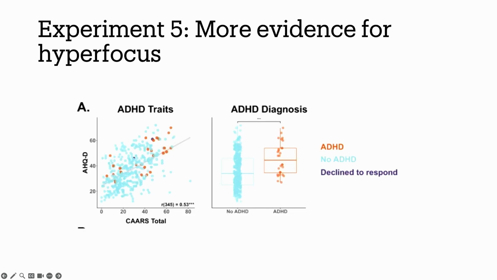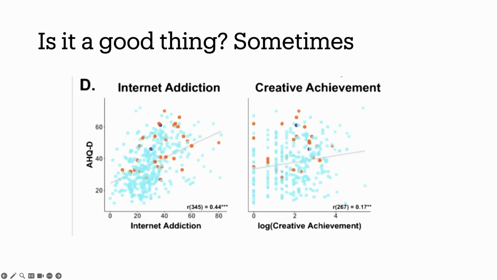This is actually one more study, and that's ADHD traits again and hyperfocus. We flipped the X and Y axis here. So that's the ADHD scale, and that is the hyperfocus scale. And then this is just the difference between people who don't have ADHD and the people who have ADHD. And you can see again that people with ADHD are more likely to report hyperfocus. So is it a good thing?